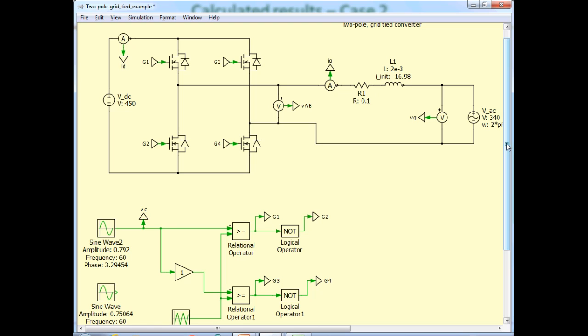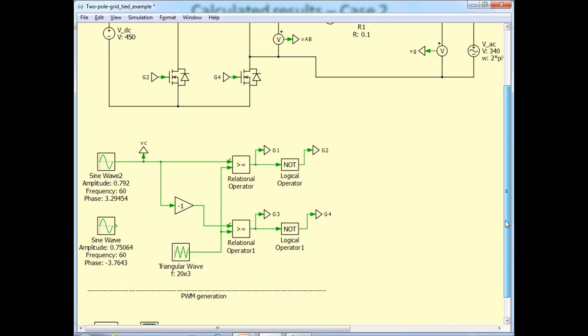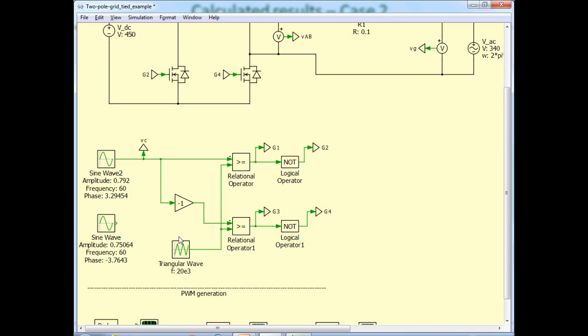Okay. Now similarly for leg B, we need to compare minus VC with the same triangle to get the corresponding gate drive for the upper and lower MOSFETs. So VC is multiplied by minus 1, that forms VCB here, compared with the same triangular waveform, and the output is given as the gate drive for the top switch of pole B, and its inverse is for the bottom switch. The triangular wave goes from minus 1 to plus 1, and it has a frequency of 20 kilohertz, which is the same as the switching frequency of this two-pole converter.